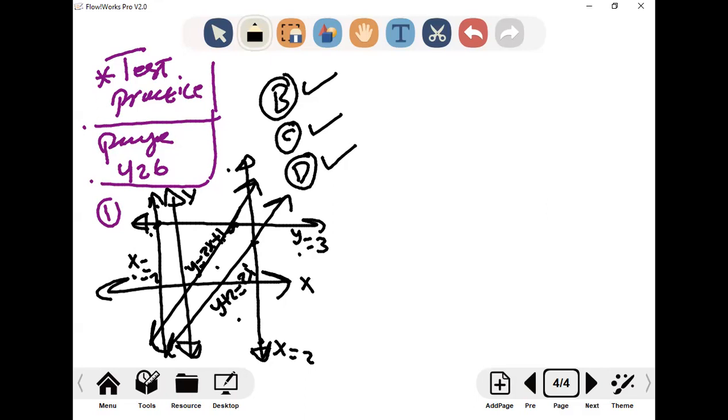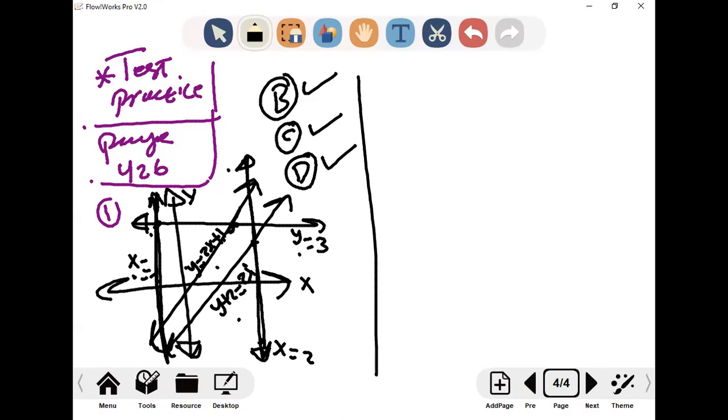But how about part E? x equal 2 and x equal negative 2. Parallel, so part E is not included in the solutions. Do you understand this question? Fine. Question 2.